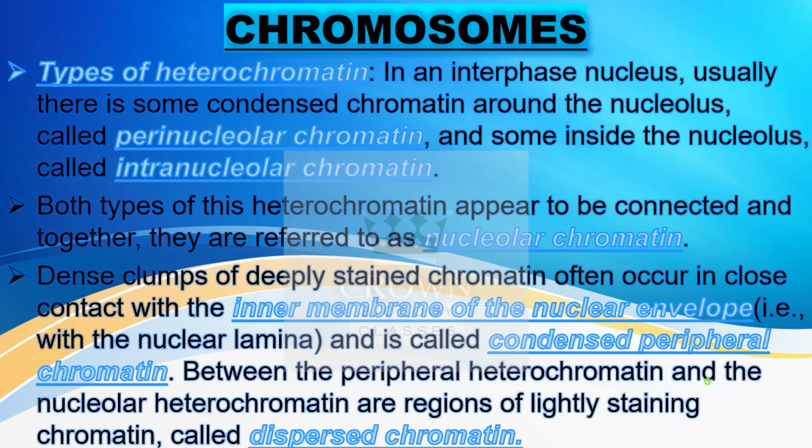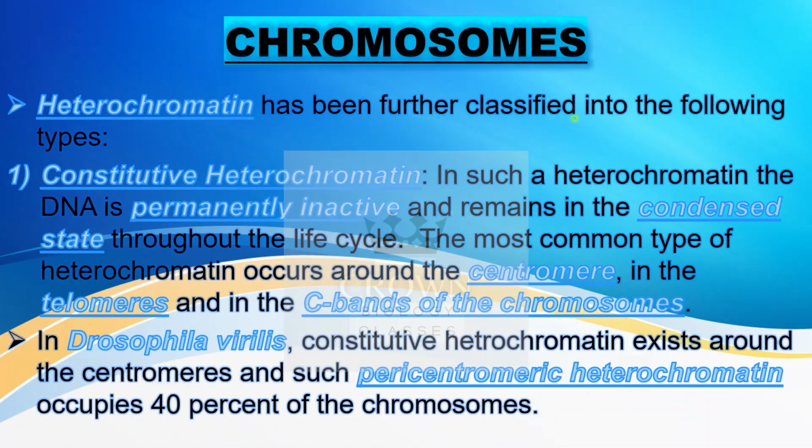Between the peripheral heterochromatin and the nuclear heterochromatin are the regions of lightly staining chromatin, and that lightly stained chromatin is called dispersed chromatin. This heterochromatin has been further classified into the following types. The first one is constitutive heterochromatin. In such a heterochromatin, the DNA is permanently inactive. That means the chromatin will not be transcribed. The transcription is inactive and it remains in the condensed state throughout the life cycle.